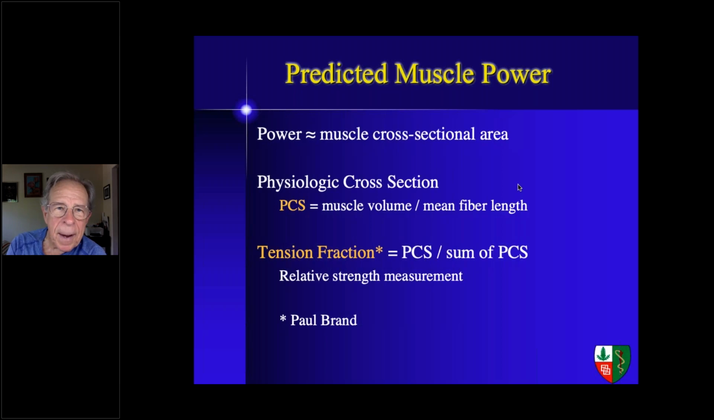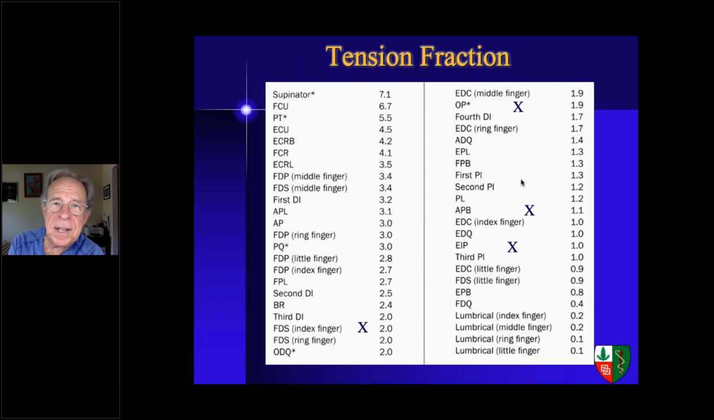Brand increased our knowledge by coming up with what he called a tension fraction, meaning that rather than measuring every muscle in an arm, he was able to relate the power of a muscle to the sum of all of the muscles in the arm. For example, all of the muscles in the forearm. And so it's a relative strength measurement. And we can use these tension fractions and tension powers as you see here. And these have been all diagrammed.